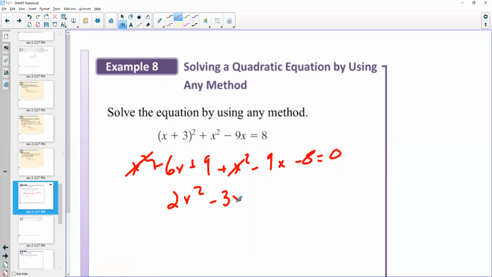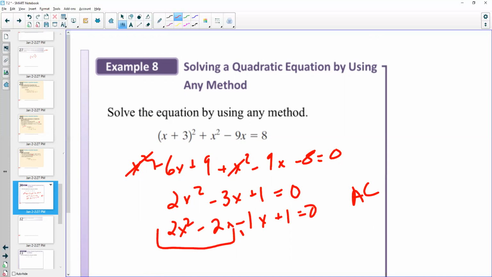Let's see, those guys, 2x squared minus 3x plus 1 equals 0. So in this case, I would use the AC test. 2 times 1 is 2. I can break this apart and make 2 negative. I can rewrite this, x squared minus 2x minus 1x plus 1 equals 0, and then I can factor by groups. Okay, then it's done.